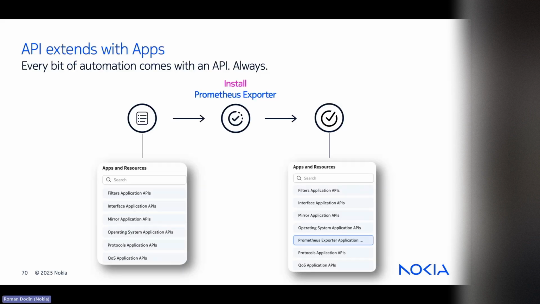This is what happened when we installed the Prometheus exporter app, right? Our API documentation did not have it. We installed the app, and it pops up on the fly immediately. So you install your own app, and it will extend the schema right away.